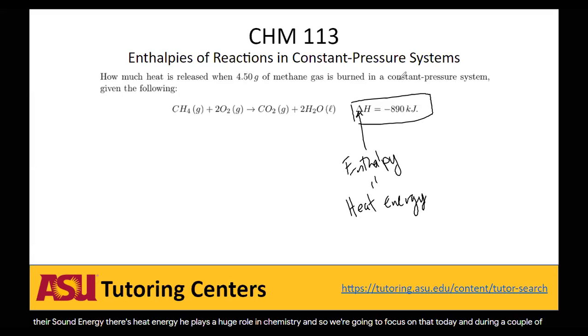So what this says is that for every 1 mole of methane that reacts with 2 moles of oxygen gas, we produce 1 mole of carbon dioxide and 2 moles of water. When this reaction takes place, we produce negative 890 kilojoules. So the negative out front tells us that we are releasing that energy, okay?